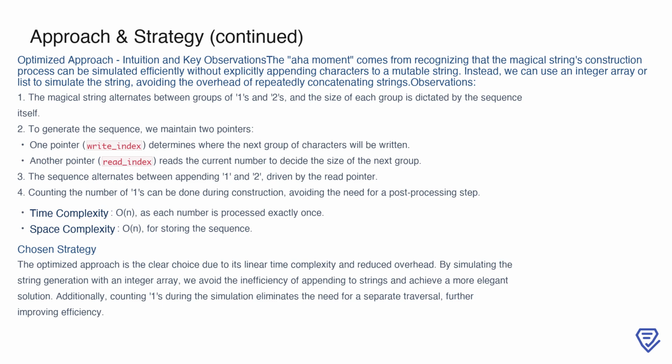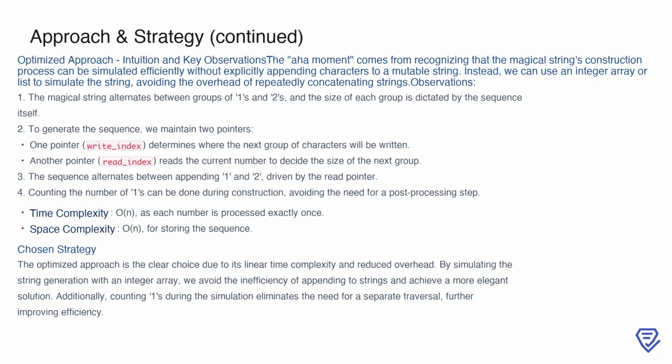The key insight here is that the magical string alternates between groups of 1s and 2s, with the size of each group determined by the sequence itself. To construct the sequence, we use two pointers. The right pointer indicates where the next group of characters will be written, while the read pointer reads the current number to decide the size of the next group. This design ensures that the sequence alternates between appending 1 and 2 seamlessly.